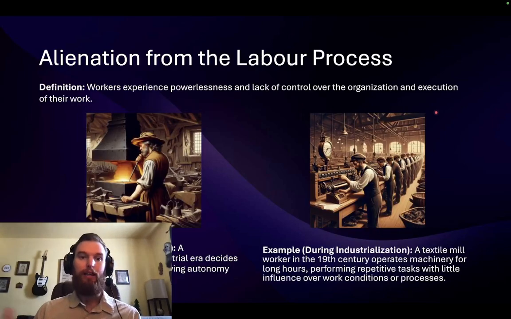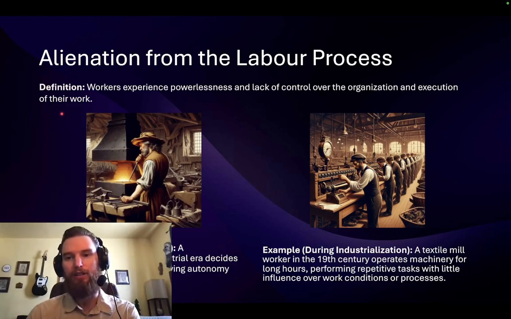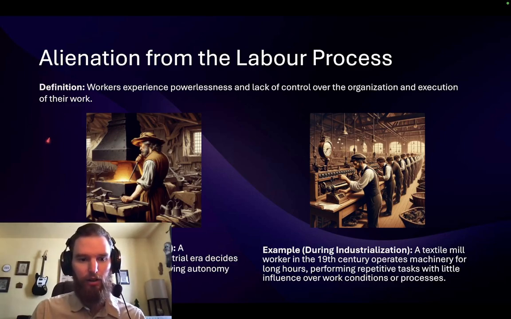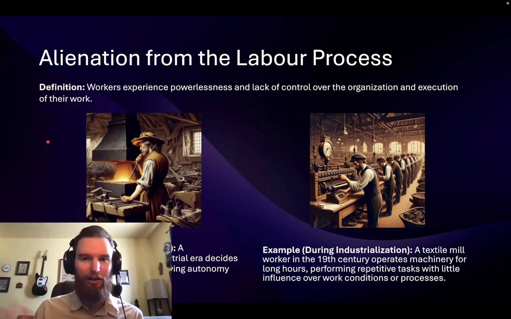Then he also talked about alienation from the labor process. So the definition being workers experience powerlessness and lack of control over the organization and execution of their work. So once again, in pre-industrialization, a skilled blacksmith in a pre-industrial era could decide when and how to forge tools, having autonomy over the entire crafting process, right? Maybe they had a client who needed a specific tool by a specific time, but how that blacksmith created the thing was up to them, right? So much more like an independent contractor kind of thing, right?